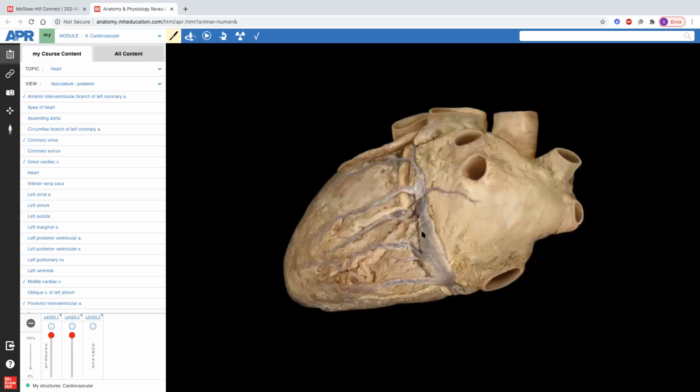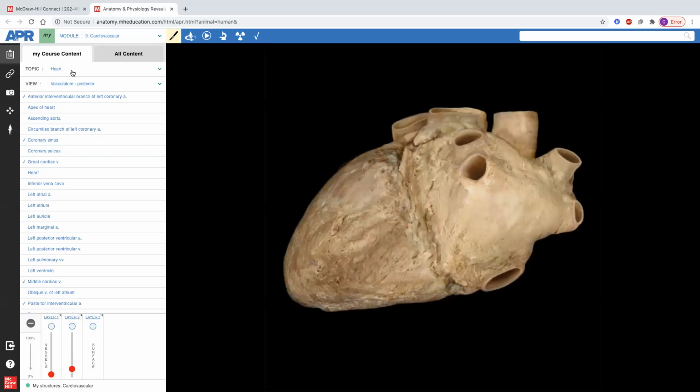What I would use for this, if I do use this picture, is circumflex, left marginal branch, great cardiac vein, and then this big one right here. That's your coronary sinus. And this is PDA right here. This is your posterior descending artery.